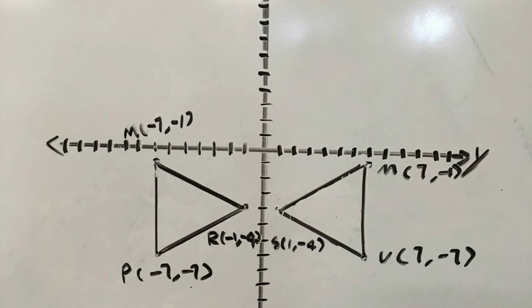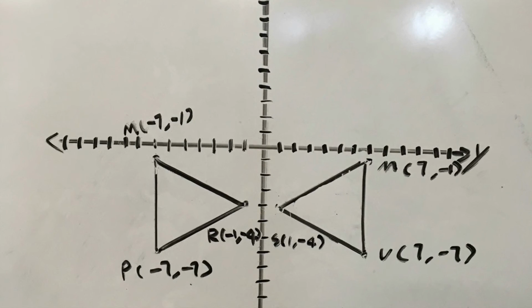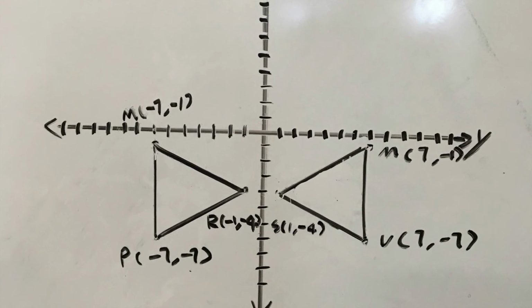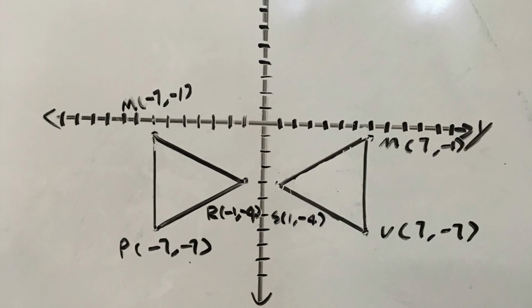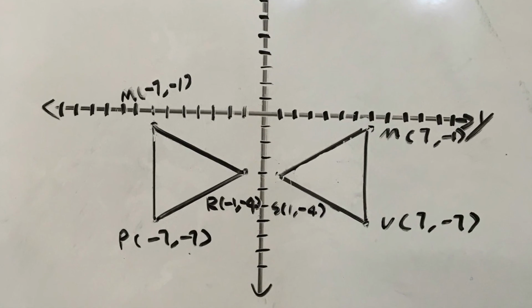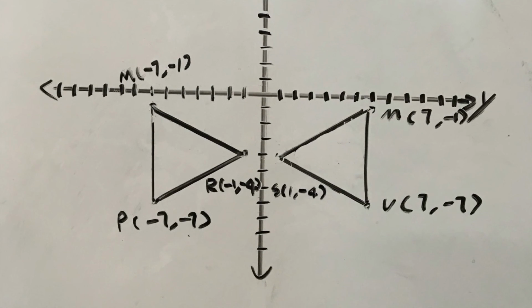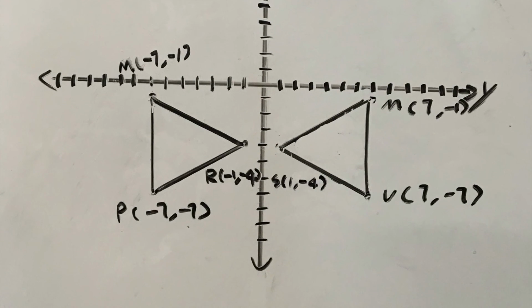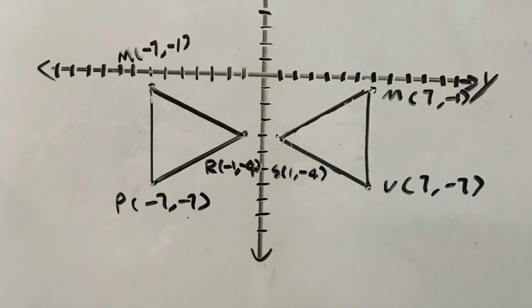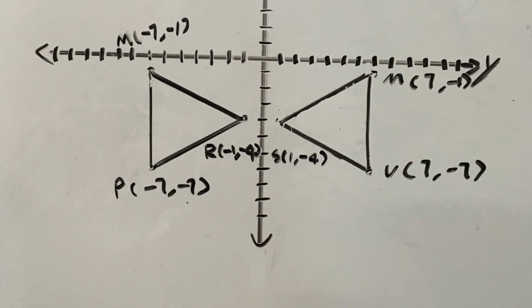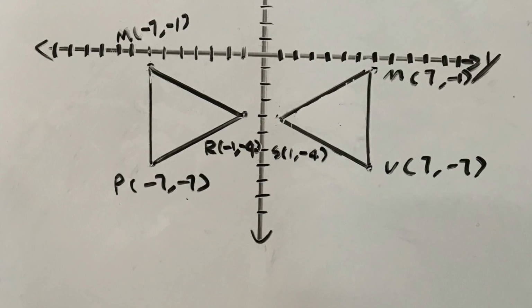In triangle MPR, MP equals 6, PR equals the square root of 45, and MR equals the square root of 45. In triangle TVS, ST equals the square root of 45, TV equals 6, and SV equals the square root of 45. They're congruent because of the side-side-side theorem. Therefore, triangle TVS is the reflection of triangle MPR.